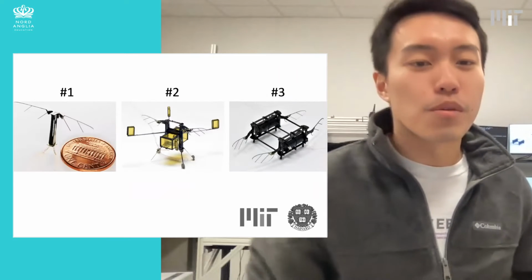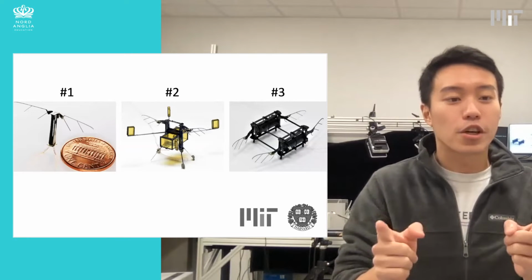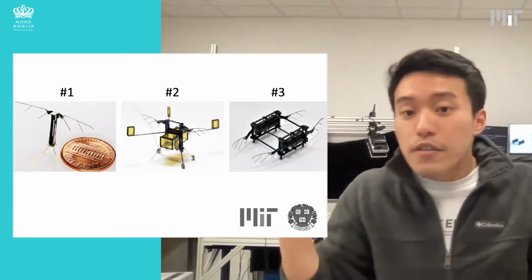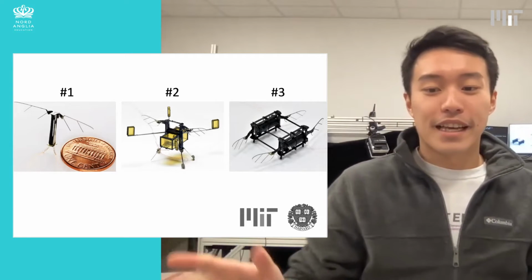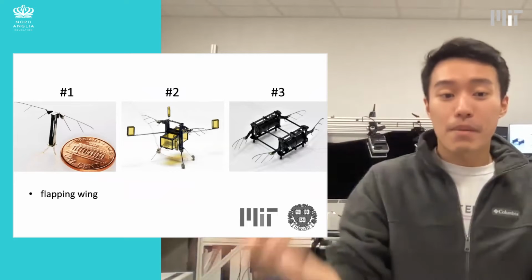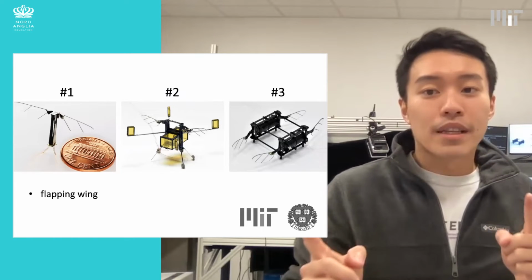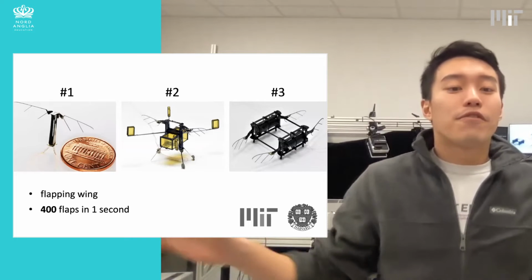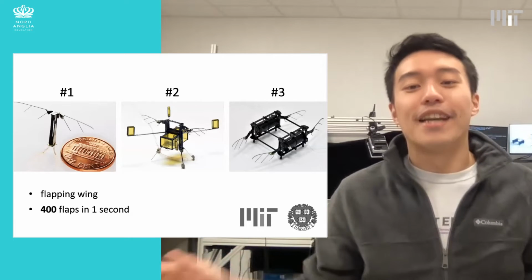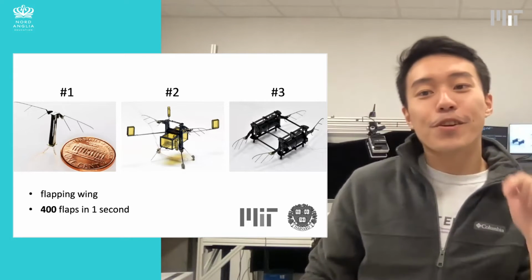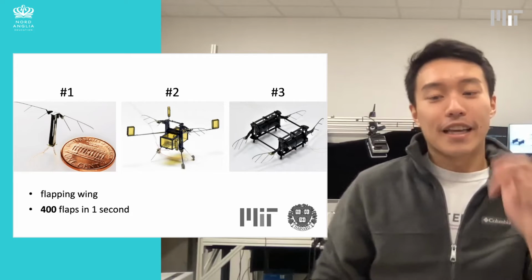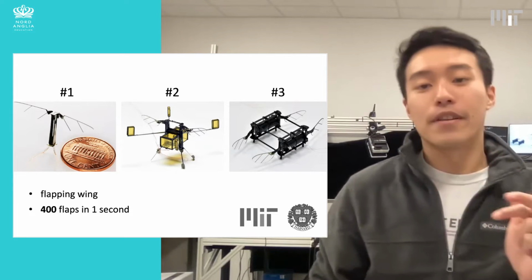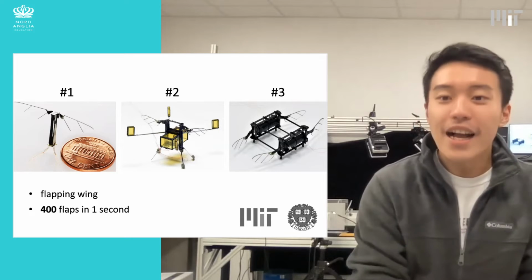Okay, so what you have learned today and what you're going to go home and teach your parents is that you have seen a series of tiny flying robots, and they have flapping wings. And most importantly, how fast do they flap? They flap 400 times in a single second. So these two are the takeaways, and these are the things that you're going to go home and teach your parents, because I believe they definitely don't know about this.